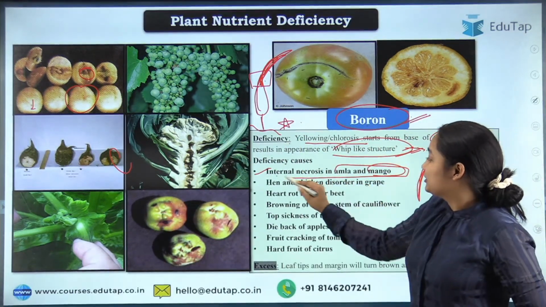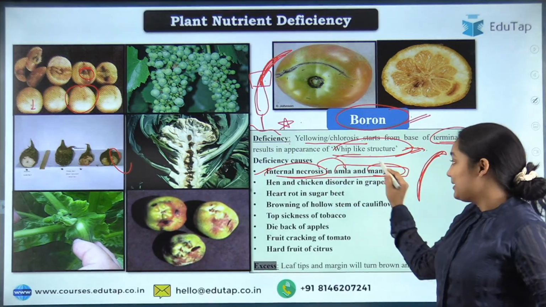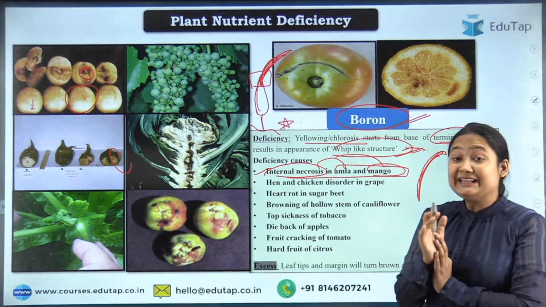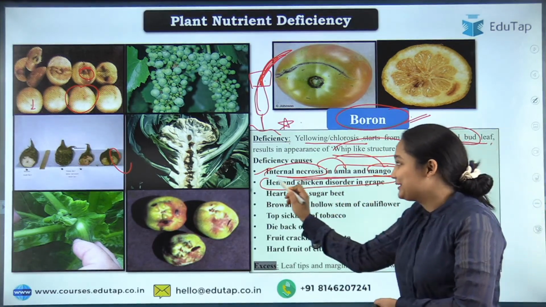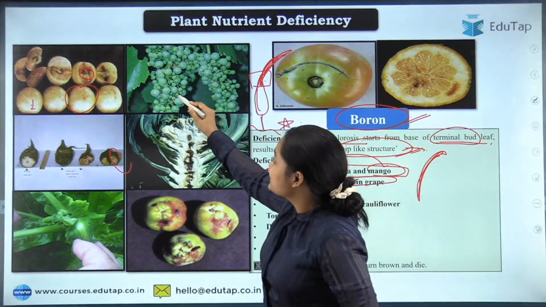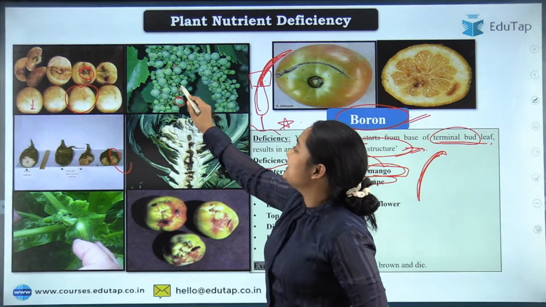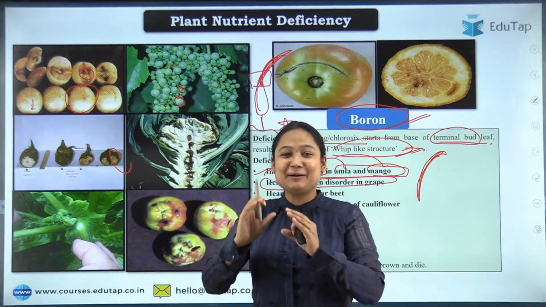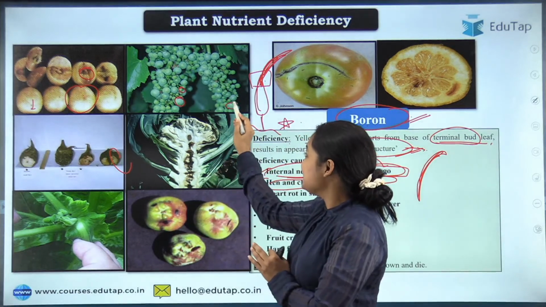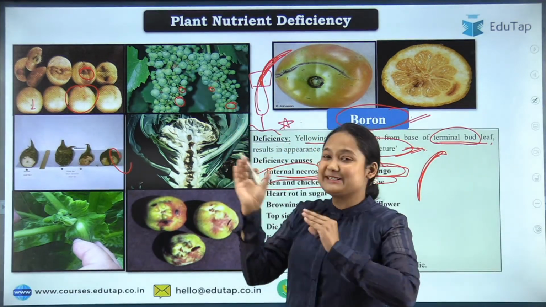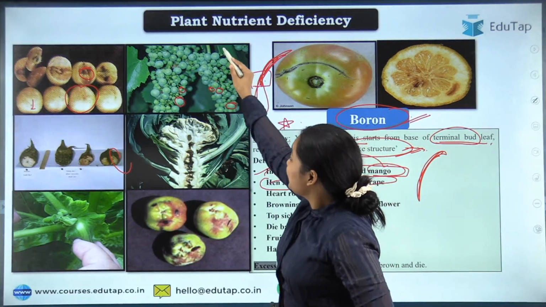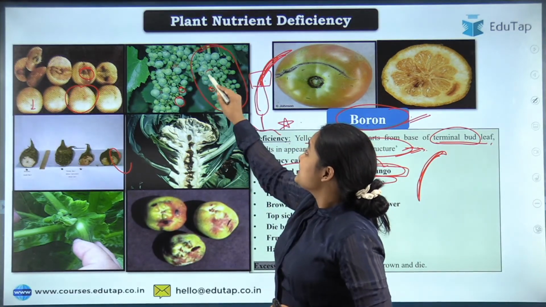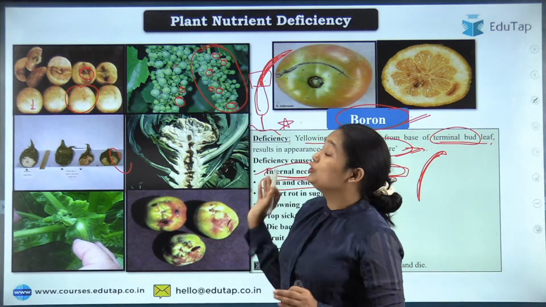Okay, internal necrosis happens in both amla and mango. Then the other thing to remember is the hen and chicken disorder in grape. See, some have become hen and some are in the chicken stage. Some grapes have taken a big size and some are small, so they seem like a hen and chicken, a different pair. Even in a single group or batch, the size of the grapes is not uniform.